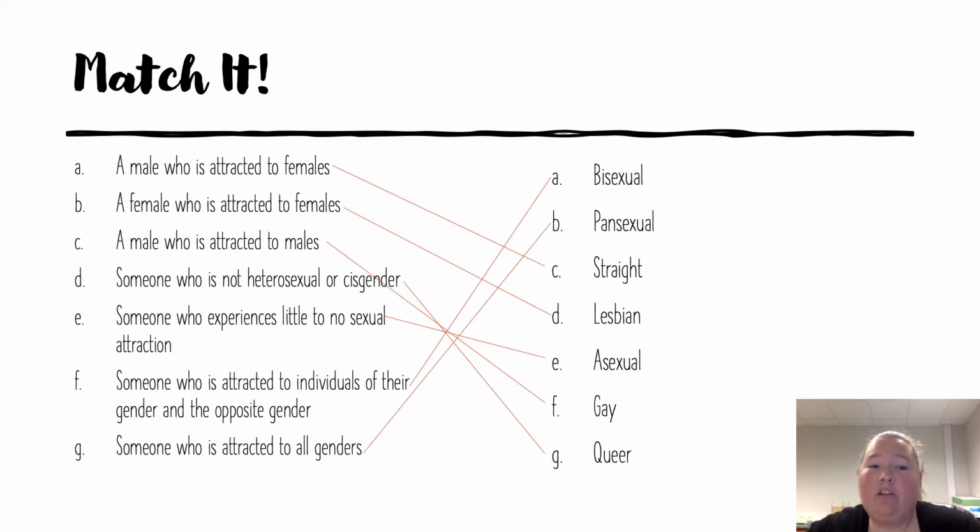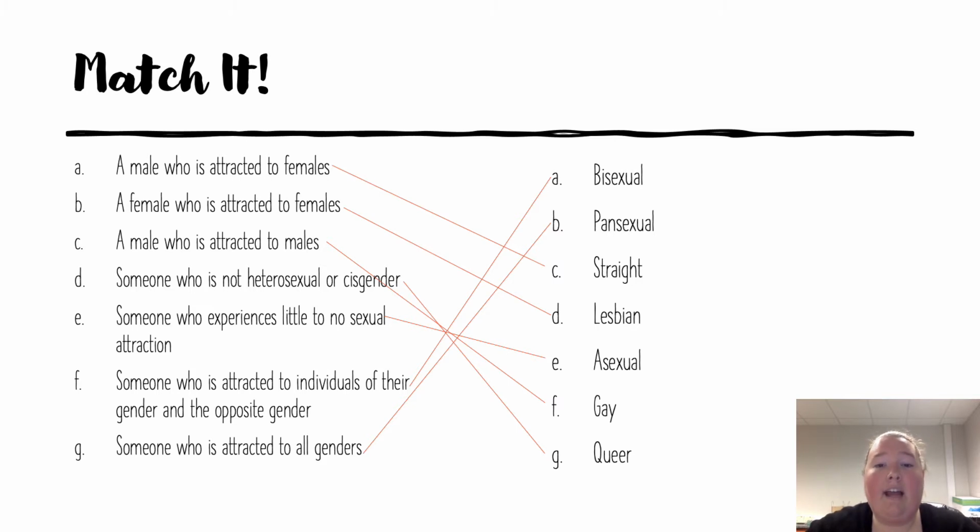All right, your paper should maybe look something like this if you drew out lines, or maybe you just wrote the term next to the definitions. I'll read them out for you. A male who's attracted to females can be labeled as straight. A female who's attracted to females can be labeled as lesbian, or sometimes gay, like we talked about. A male who's attracted to males can be labeled as gay.